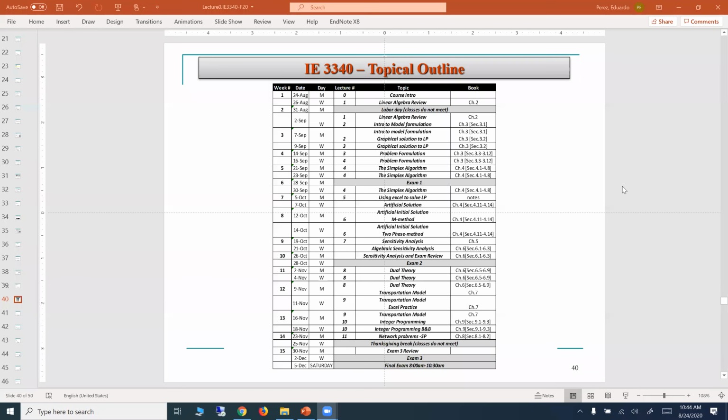So this is the topical outline. Here we have the dates and the topics that we are going to be covering per day, per week, and the dates for the exams and so on. Something else that I have provided you with, if you want to look at the textbook, is the material listed here: which sections and which chapters we are referring to in terms of the topics that we are covering in class. That can help you tie the book material with the lectures.